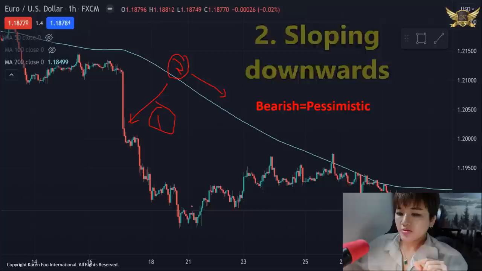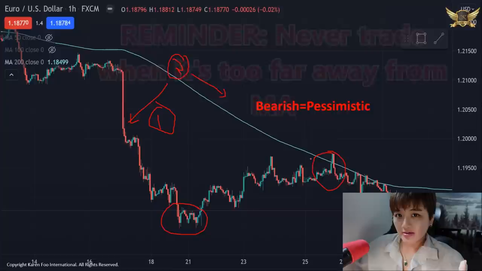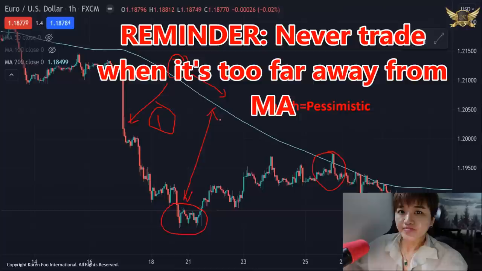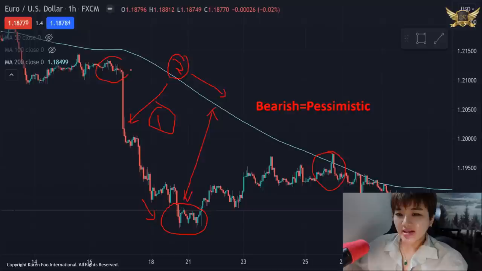Then you want to sell here or here. Of course, in hindsight, you can easily tell. But if you can't, you can tell, oh my god, the distance between the candlesticks and the moving average is just not a good time to go in. Even though it's human nature to be like, oh my god, price is going down, let me sell. Agree with me? So this would be a better entry as compared to here.